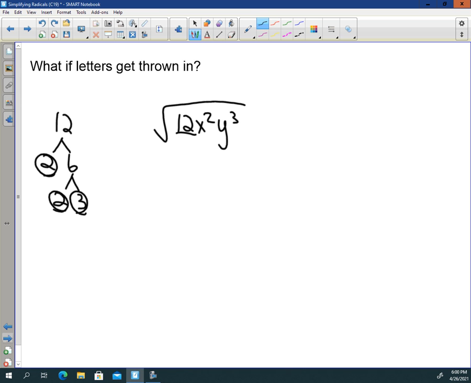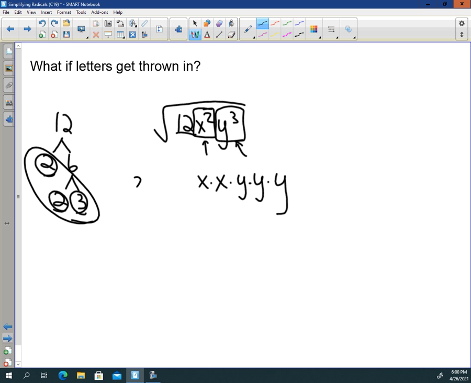Then you just want to remember what this means and what this means. X squared is just x times x. Y cubed is just y times y times y. And then you represent the 12 with your prime factorization, 2 times 2 times 3. And that's what you're going to do. You'll be taking the square root of all of that. So break down the number separately. That goes under your radical, and then break your letters up into the number of letters that this number indicates.